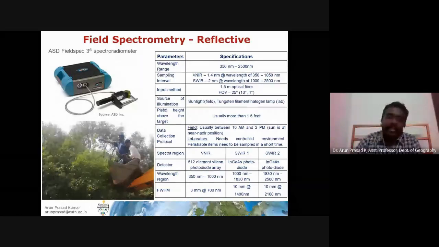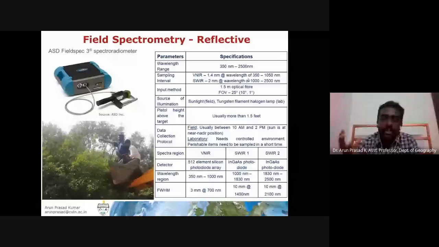The wavelength range on the X axis is from 350 nanometer, starting from the far UV, to 2500 nanometer, which is short range infrared. The spectral sampling interval is 1.4 nanometer, and in short range infrared it is 2 nanometer. After resampling we get information for every nanometer: 400 nanometer, 401 nanometer, what is the reflectance? 402 nanometer, what is the reflectance? Similarly, at every nanometer we get the data. When you connect all these points, you get a very continuous curve, which is considered for further processing.